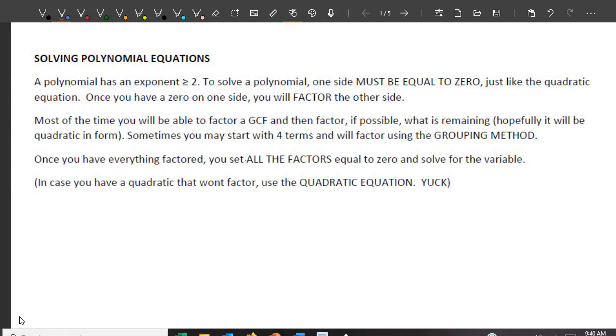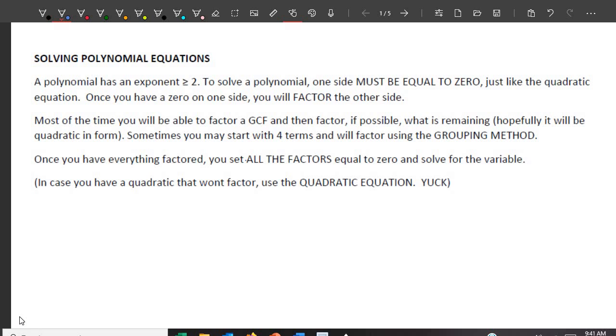Okay, this lesson is on solving polynomial equations. A polynomial equation has an exponent that's at least 2. We've already solved quadratic equations. These are going to involve exponents of 3 or more. Just like quadratic equations, we've got to make sure one side is equal to 0. Once we have the 0 on one side, we're going to use factoring.